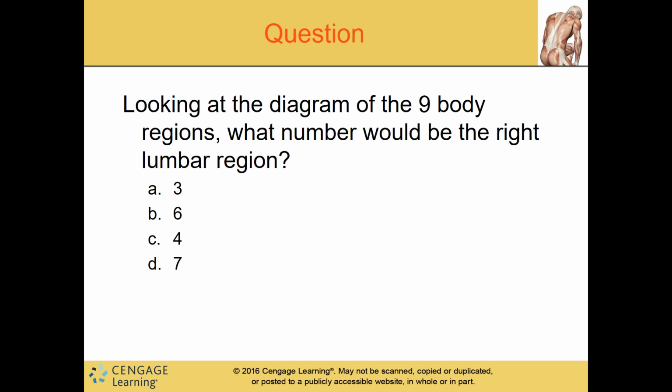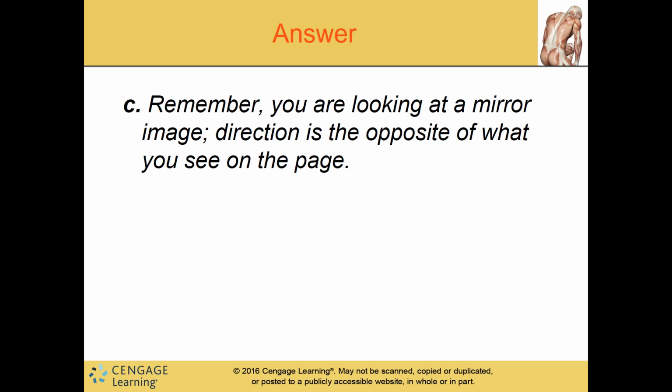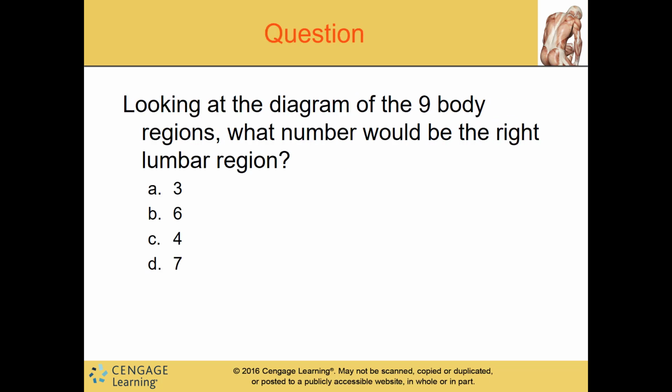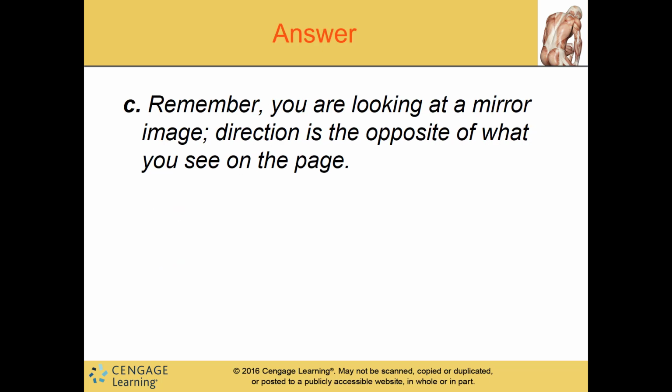All right, question. When you look at the diagram of the 9 body regions, what number would be the right lumbar region? Remember, they start at the top. So our lumbar we know is in the middle, right? And then we're talking about their right and left. So it would probably be number what? 4. So your answer, yes, is C, 4. Remember, you're looking at a mirror image, direction of the opposite of what you see on the page.